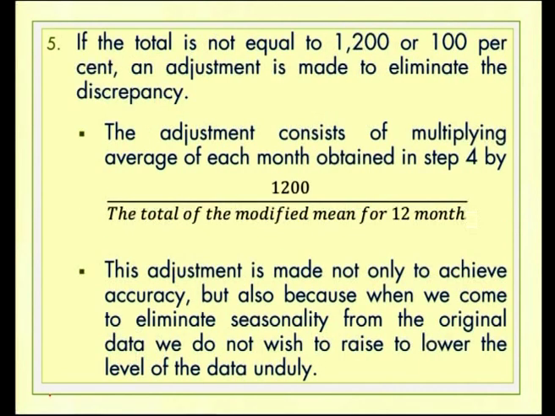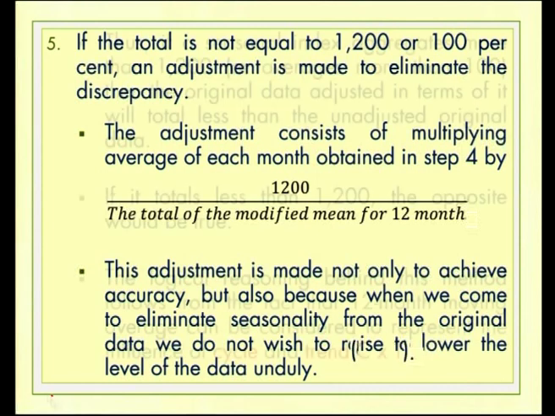If the total is not equal to 1200 or 100%, an adjustment is to be made to eliminate the discrepancy. The adjustment consists of multiplying the average of each month obtained in step 4 by 1200 and dividing by the total of the modified mean for 12 months. This adjustment is made not only to achieve accuracy, but also because when we come to eliminate seasonality from the original data, we do not wish to raise or lower the level of data unduly.